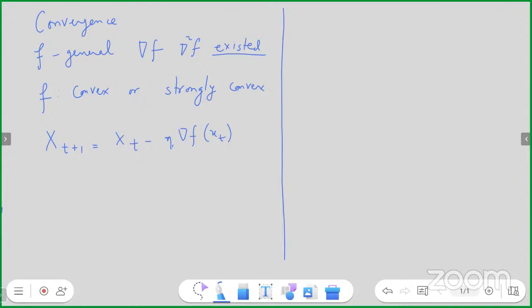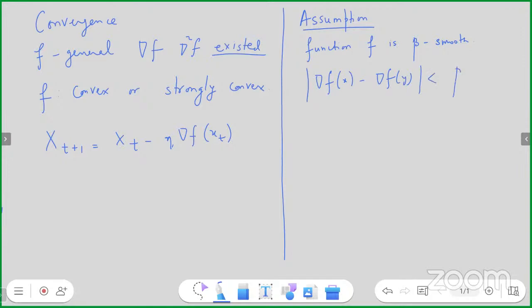So to do that, the first assumption we're going to make: function f is smooth. That is, the norm of del f of x minus del f of y is less than or equal to beta times the norm of x minus y.